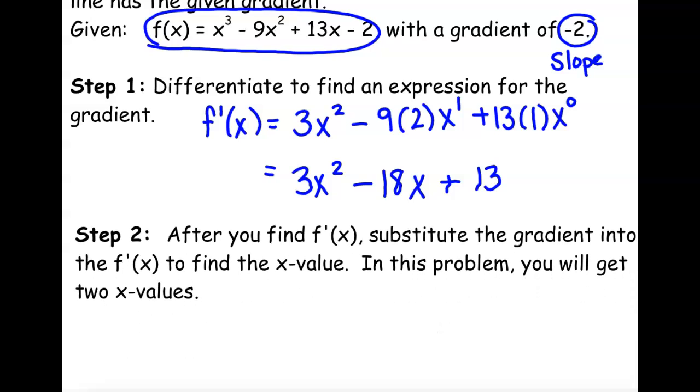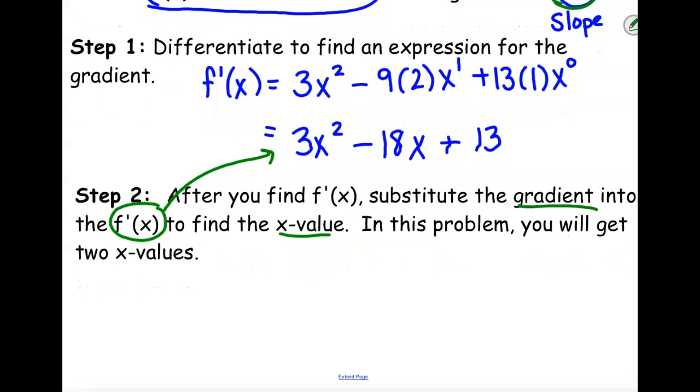Step 2. After you found that derivative function, you're going to substitute the slope or gradient into the derivative function that you found up here to find the x value. In this problem, you'll get 2 x values. So here we go. So we have that slope, which was negative 2. And we're going to substitute it in for the f dash x.